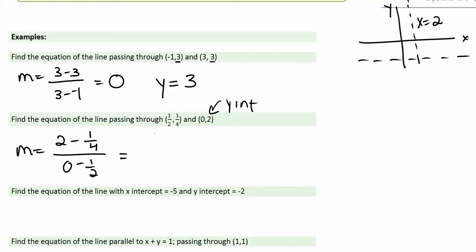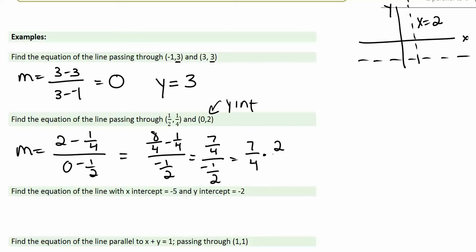Okay, 2 is the same as 8/4 minus 1/4 over 1/2. So 8/4 minus 1/4 over -1/2. 8/4 minus 1/4 is 7/4 divided by -1/2. And when you have a fraction divided by a fraction, you want to write that as 7/4 times, and you flip that, 2 over -1. Then you can reduce. 2 goes into 4 2 times. So the slope here is -7/2.